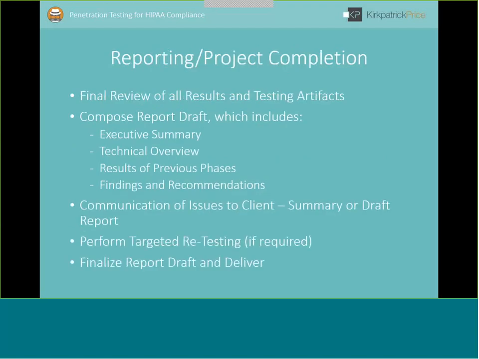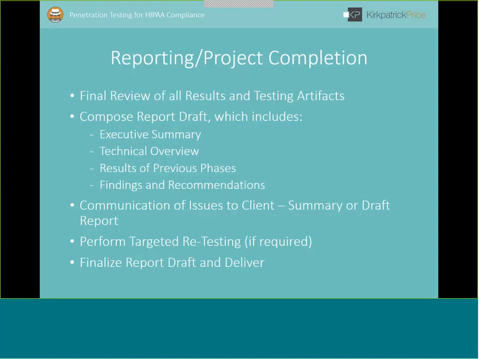So this is the most important part from a client perspective, not so much from the testing perspective, if I'm being honest. It's definitely the most monotonous part of penetration testing, but this is where all of the data collected from a penetration test is put into that final report that you'll receive.